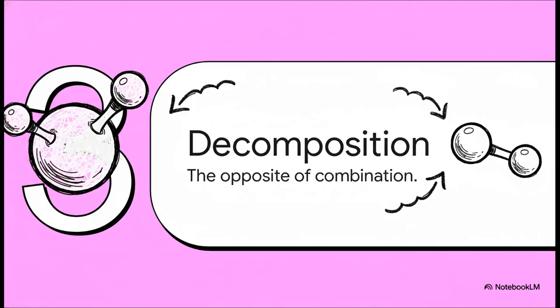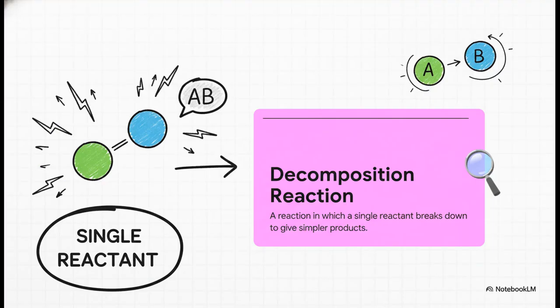All right, let's move on to our next type of reaction, decomposition. Now, this one is super easy to remember if you just think of it this way. If combination was two becoming one, well, decomposition is the exact opposite. It's one breaking apart into two or maybe even more. So let's define it properly. A decomposition reaction is when a single compound, let's call it AB, breaks down into simpler substances like A and B. So what's the big clue here? You start with just one single reactant on the left side of the arrow.